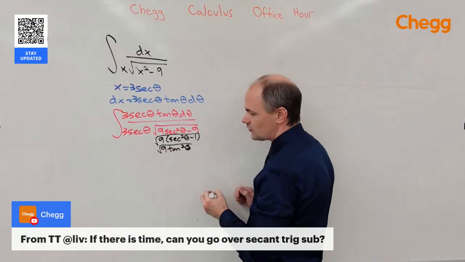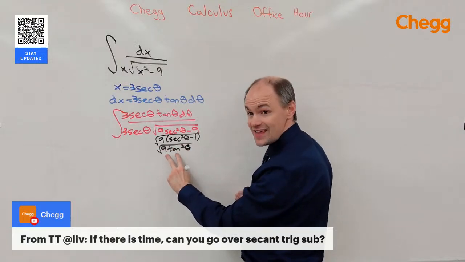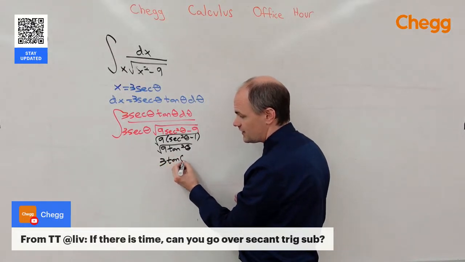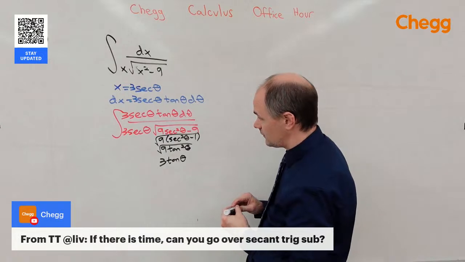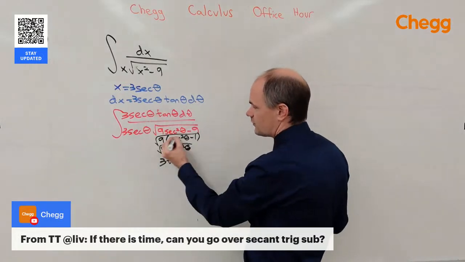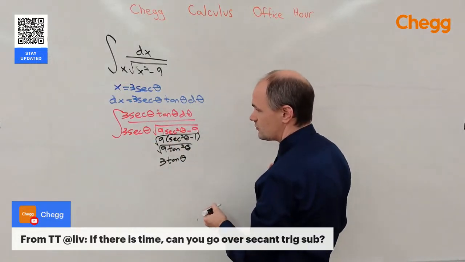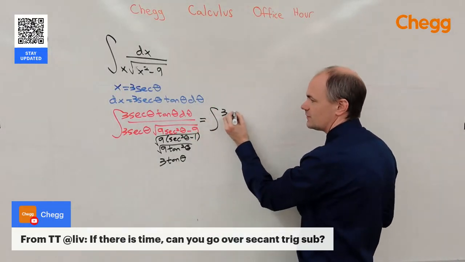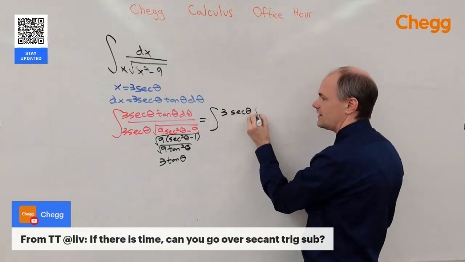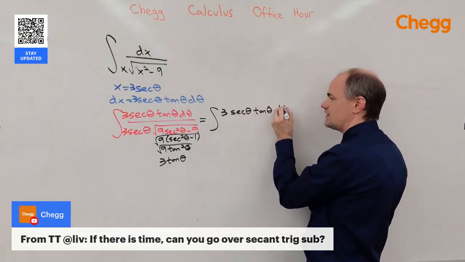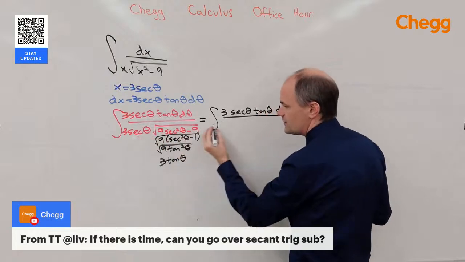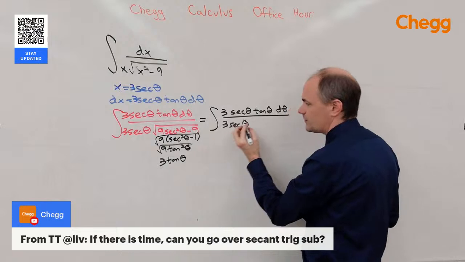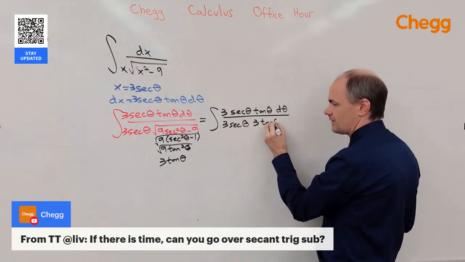And that's still under the square root, but I can actually take that square root. The square root of 9 is 3, and the square root of tangent squared is tangent. So this radical simplified down to 3 tangent. Let me write out what we have, because there's a lot of moving pieces here. We've got a 3 secant theta tangent theta d theta. We've got the 3 secant theta. And then this square root simplified to 3 tangent theta.